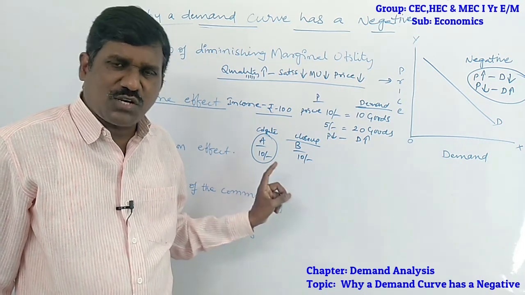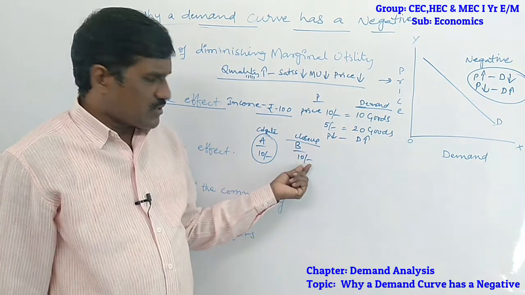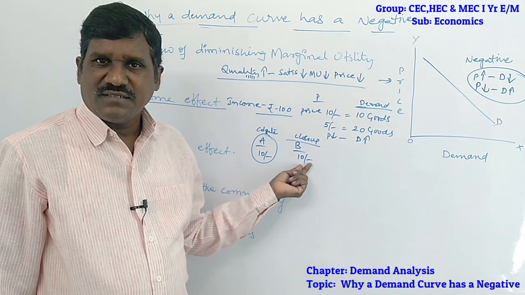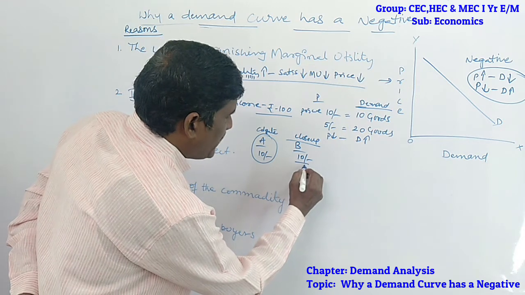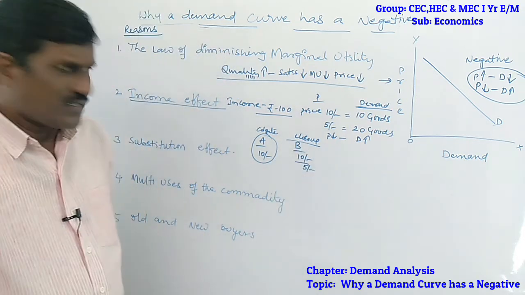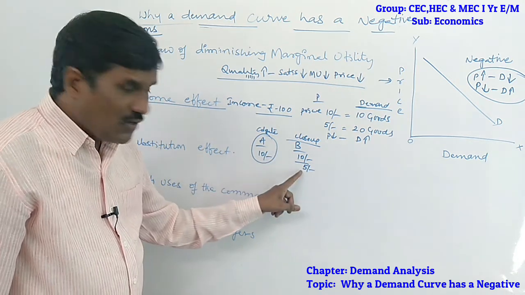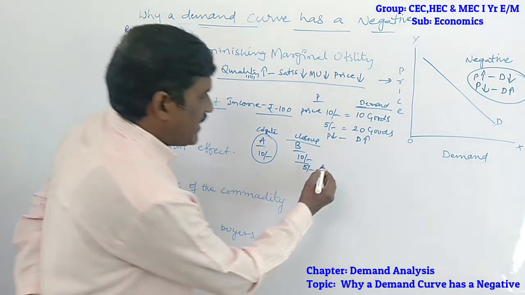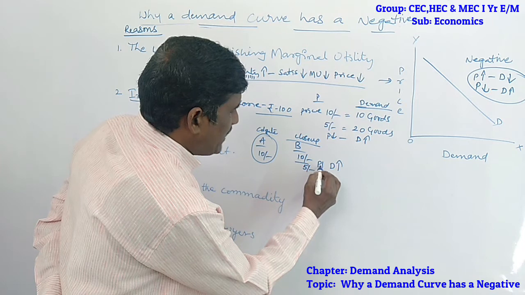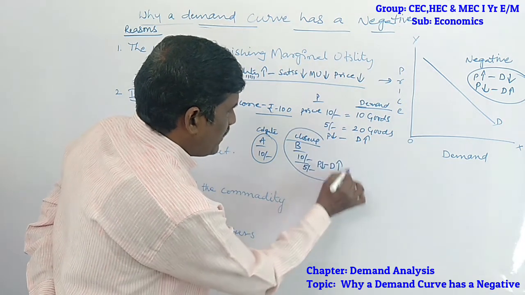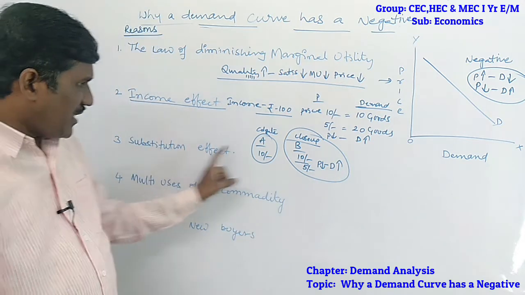Okay, these are all substitution goods. For example, Colgate price is 10 rupees and the Close-up price is also 10 rupees. Now, the Close-up price is decreased to 5 rupees. The price of Colgate is already constant, but the Close-up price decreases to 5 rupees. Automatically, the demand for Close-up increases. Price decreases, demand increases. This is called substitution effect.